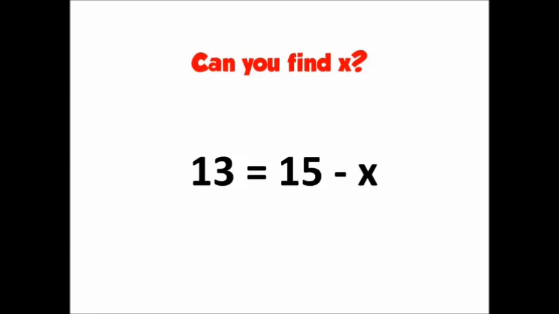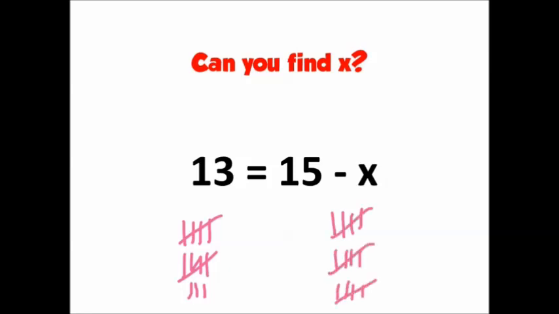Here's 13 equals 15 minus x. We could put 13 on one side: 1, 2, 3, 4, 5, 6, 7, 8, 9, 10, 11, 12, 13, and 15 on the other side: 1, 2, 3, 4, 5, 6, 7, 8, 9, 10, 11, 12, 13, 14, 15, and figure out how much I have to subtract so that these are equal. And I could just say, well, this has 5 here. I need to make this a 3, so if I leave 3 behind, then I took away 2.